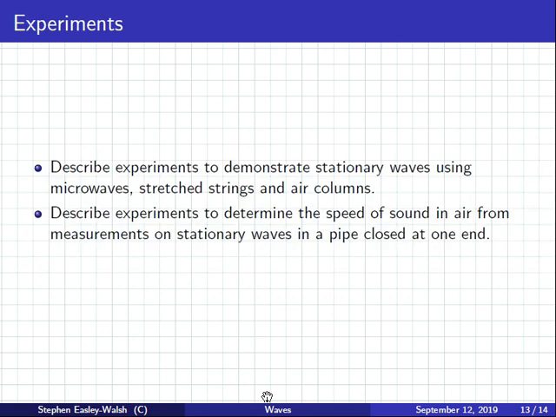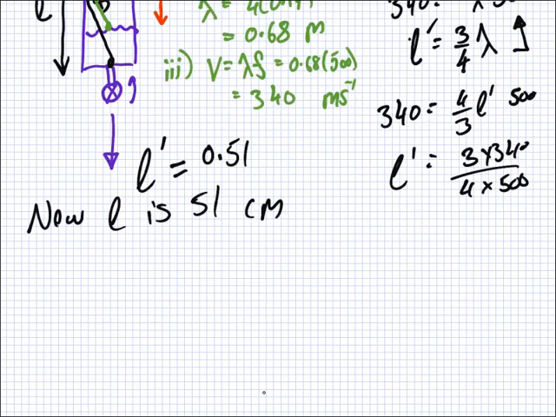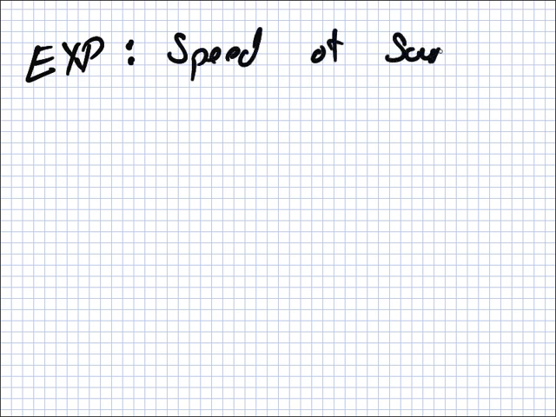Now actually there are two more examples I want to do which I don't have here. Oh, and we have two experiments we need to talk about. I'll look at the second one first. To describe an experiment to calculate the speed of sound. Well, we just did it. So, just to be clear, this is an experiment for the speed of sound.